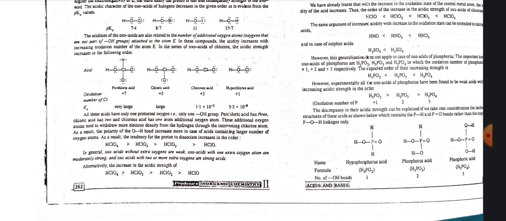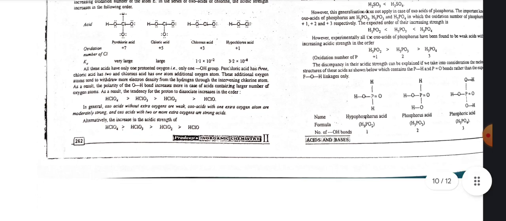We have already learned that with the increase in the oxidation state of the central metal atom, the acidity of the acid increases, as given below.